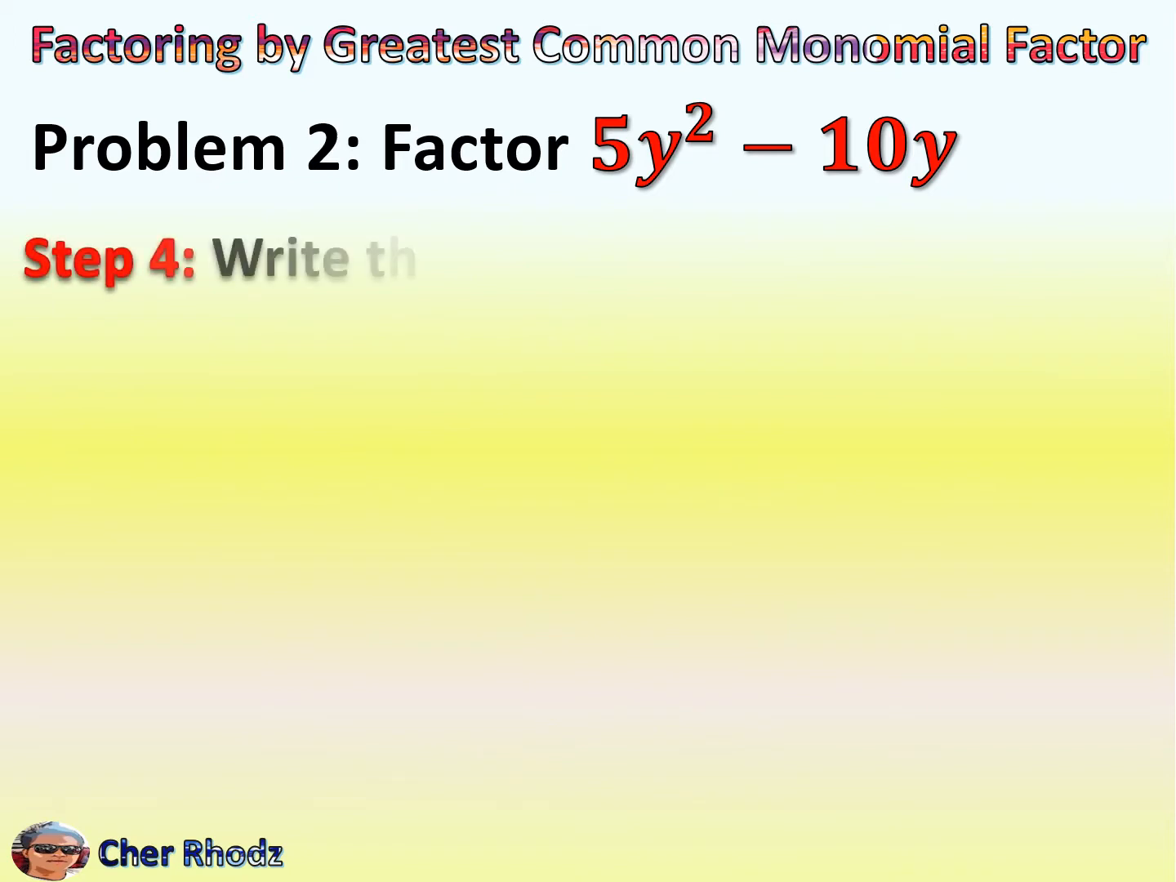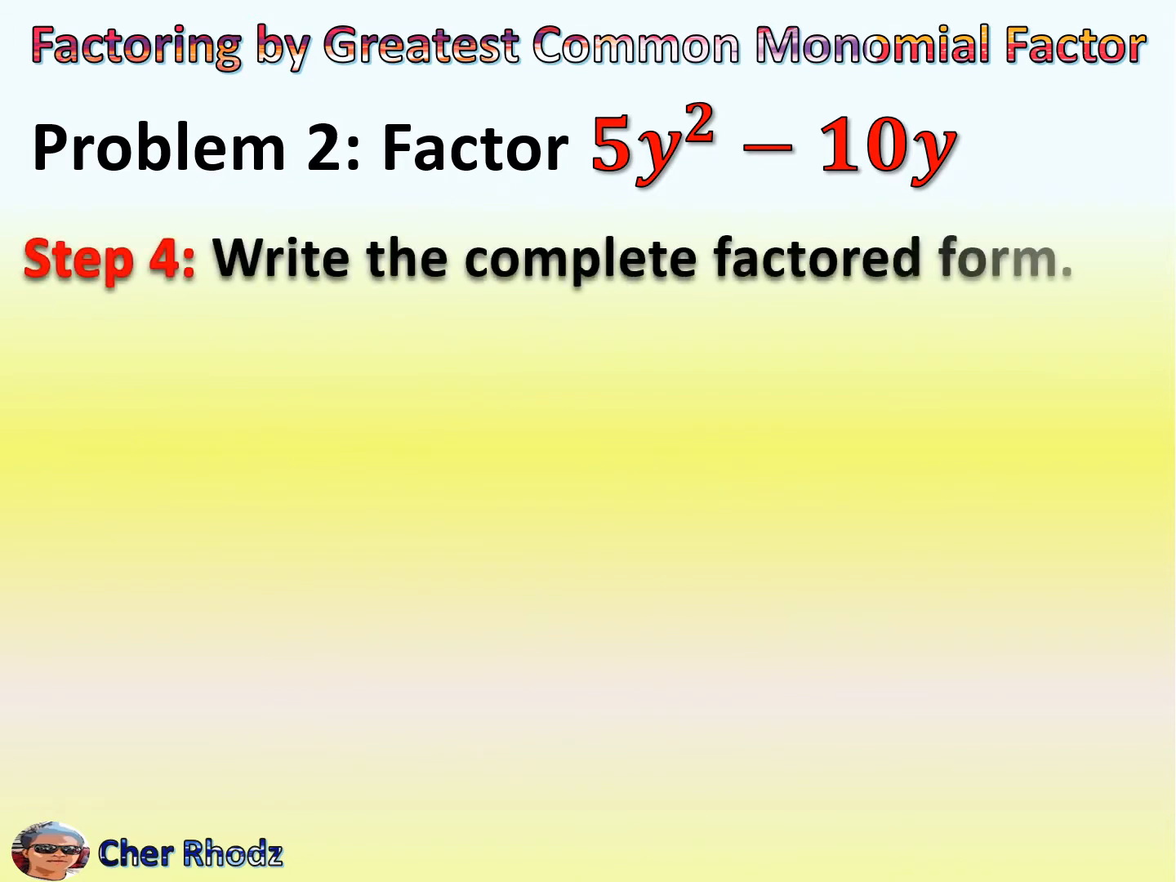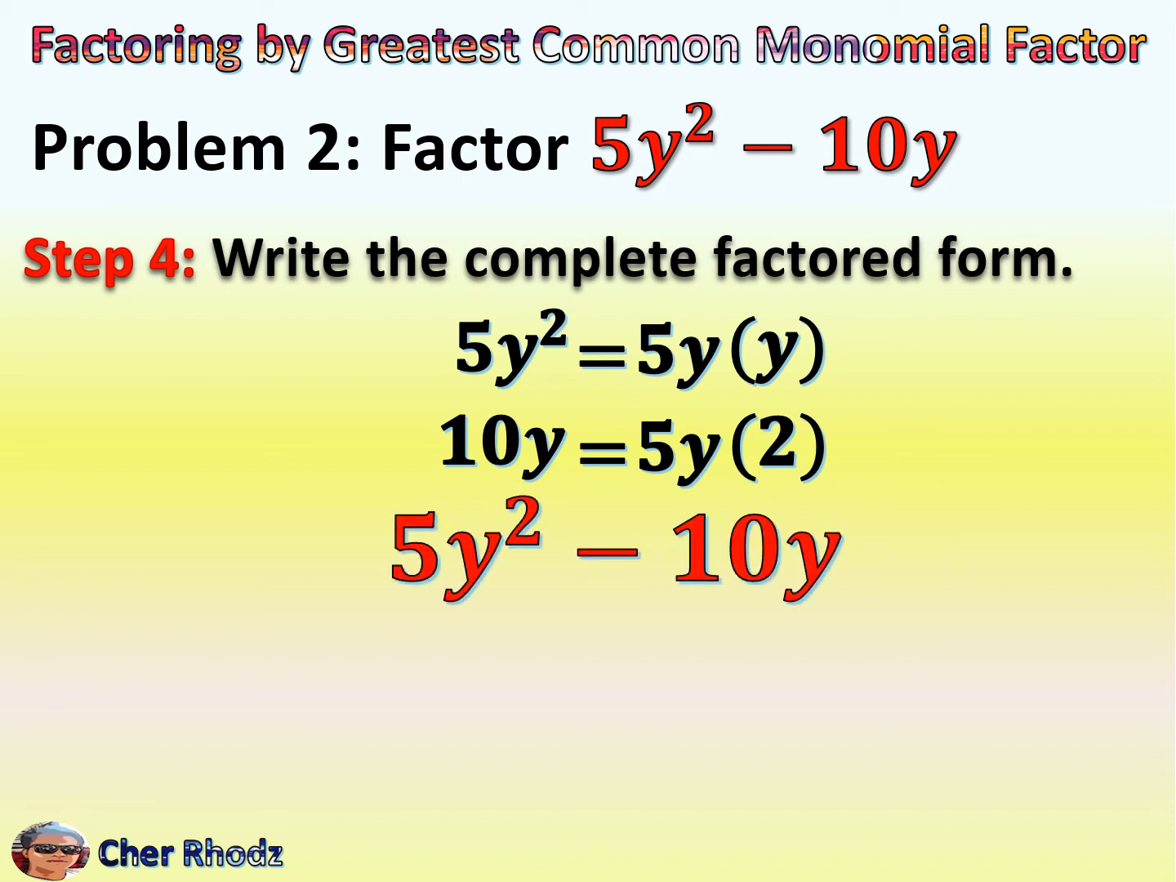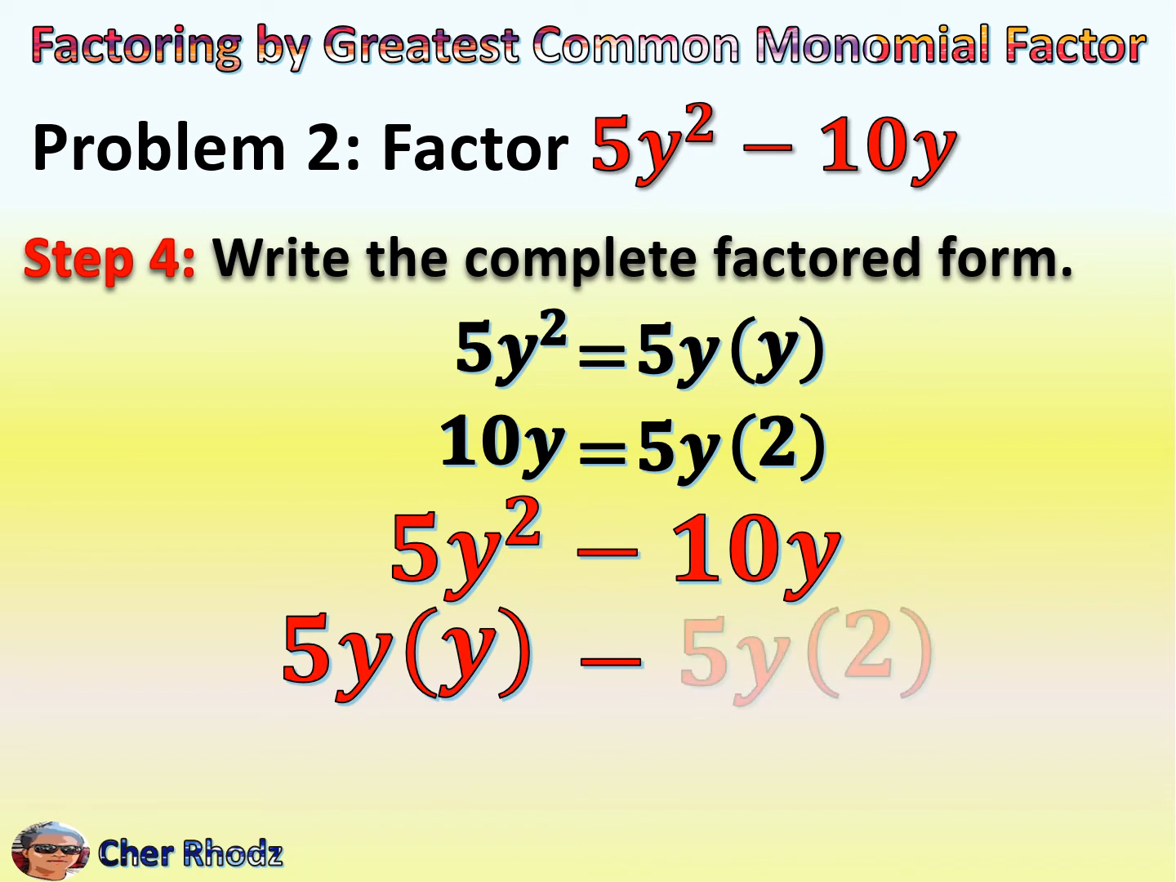Step 4. Write the complete factored form. Since we have the result in our step 3, which is 5y squared is equal to 5y times y, and 10y is equal to 5y times 2, we are now ready to write 5y squared less 10y to its factored form. The factored form of 5y squared is 5y times y, and the factored form of 10y is 5y times 2.